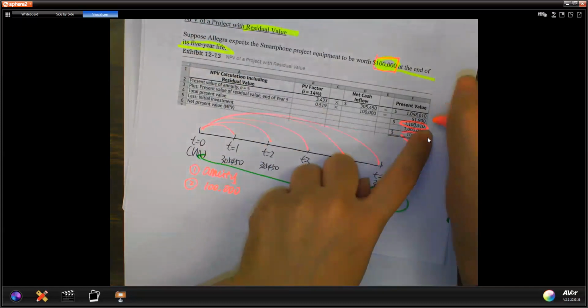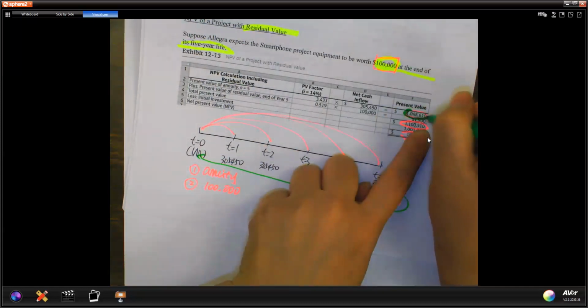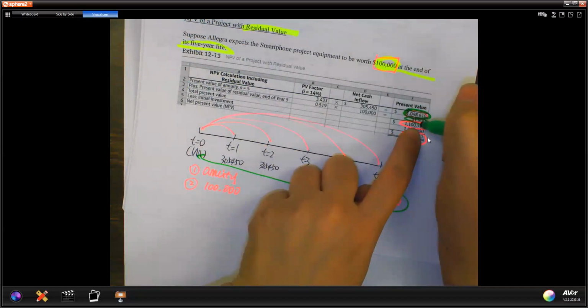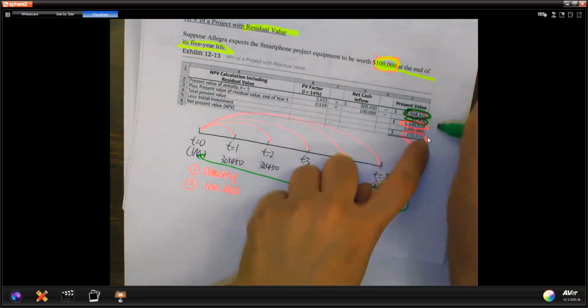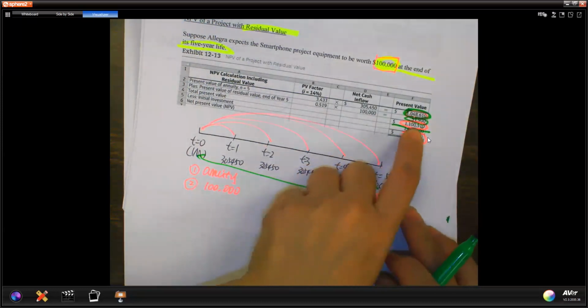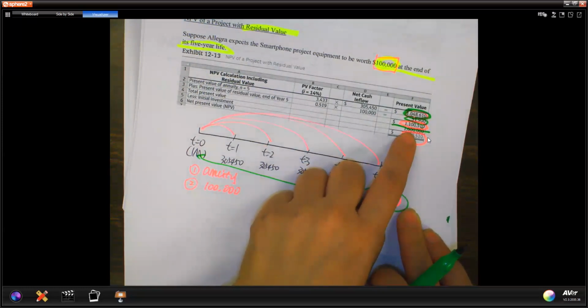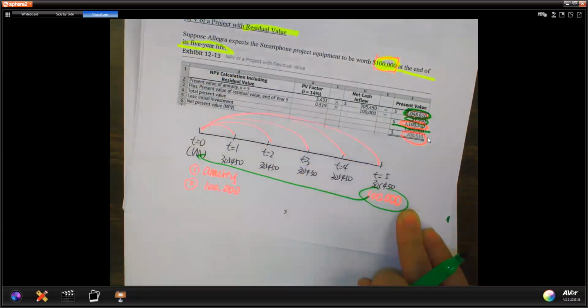So this is the present value of your annuity. This is the present value of that 100,000. So your total present value of your future cash inflow is 1,100,510. You invested 1 million, so your NPV is 100,510. Okay, so that's all about NPV.